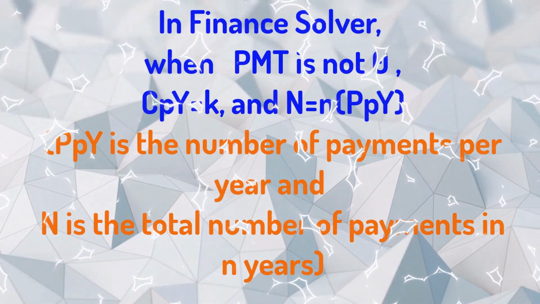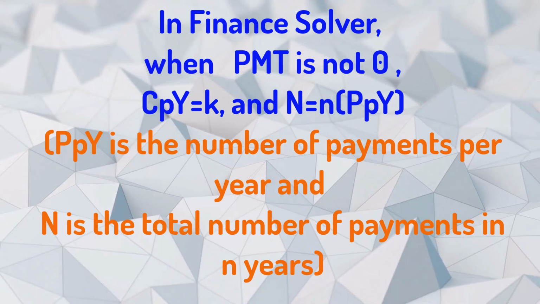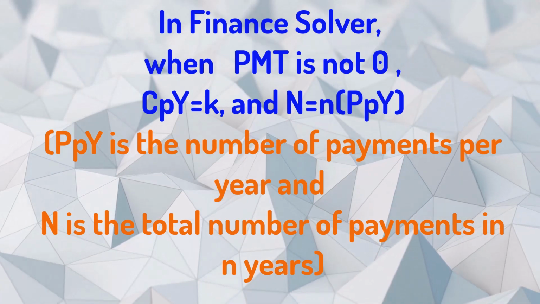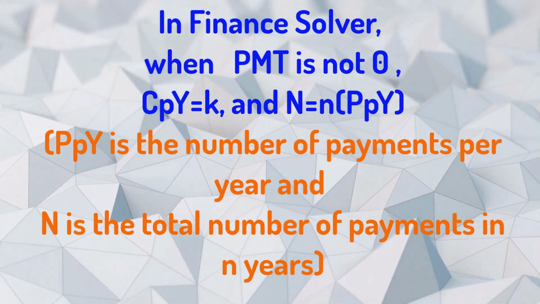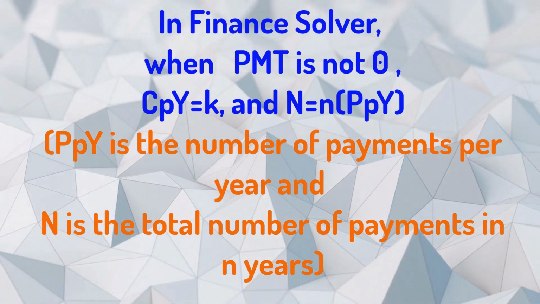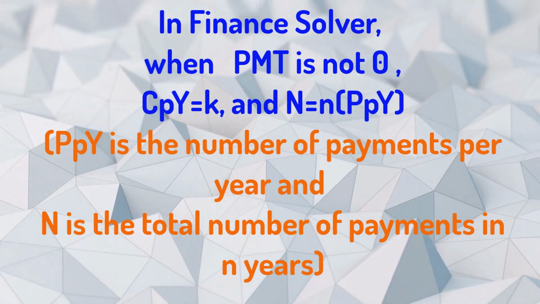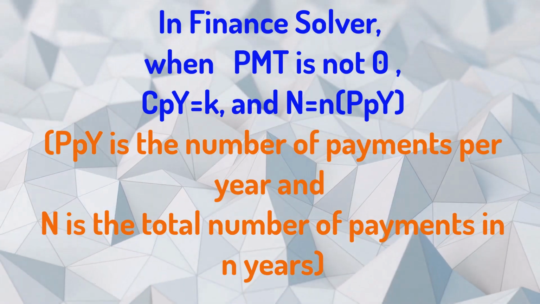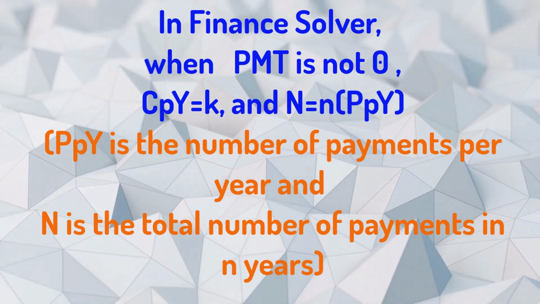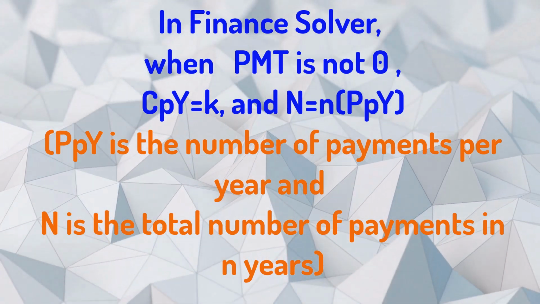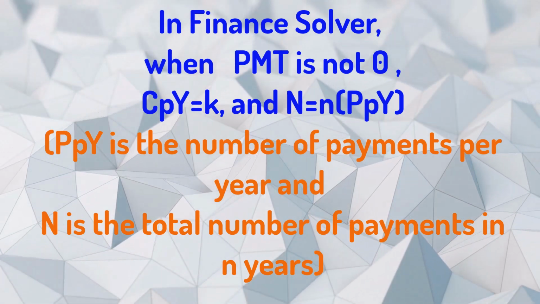In Finance Solver, when PMT is not 0, CPY equals K and capital N equals N times PPY. PMT means payment per period, normally monthly payment. CPY means number of compounding periods per year. PPY is the number of payments per year. Capital N is the total number of payments in N years.